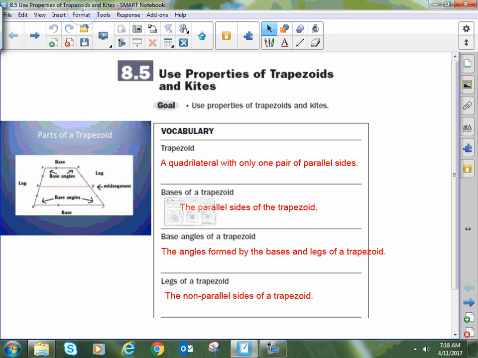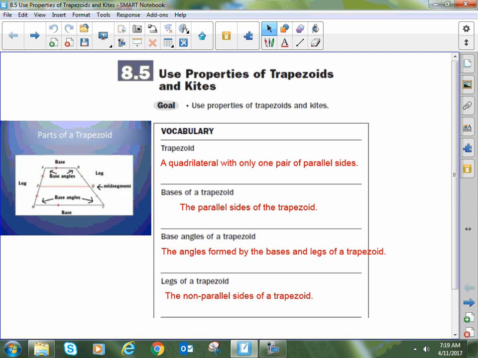Hey everybody, this is Mr. Piercy, and in this video what we're going to be taking a look at is how we actually use some of the properties of kites and trapezoids, and particularly what we're going to be looking at will be isosceles trapezoids. Well, a trapezoid is a quadrilateral that only has one set of parallel sides, which is, we're branching away from the parallelograms that we've been talking about.